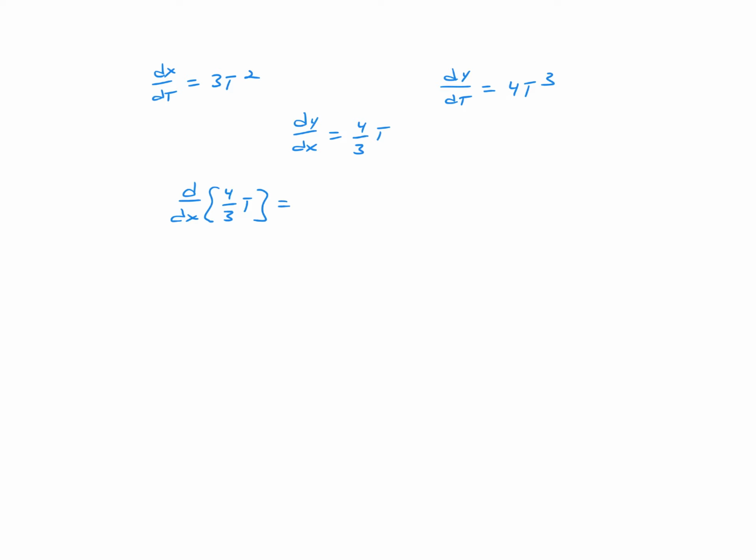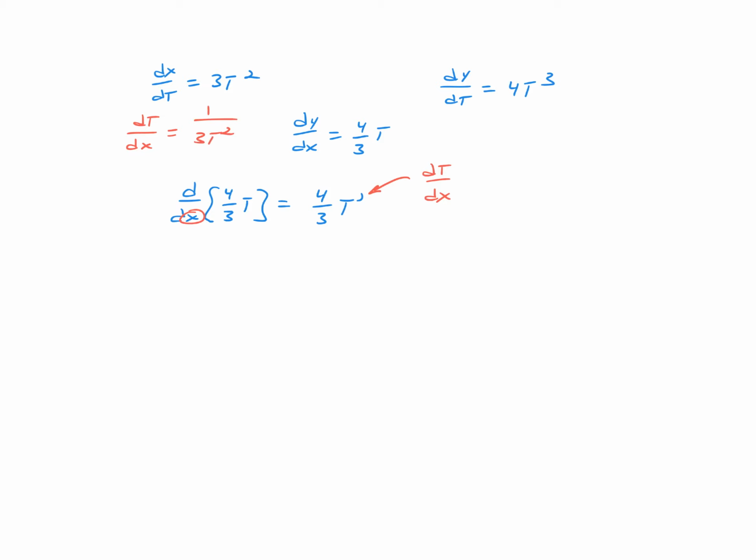From our work in chapter 4, we can just differentiate this implicitly, giving us 4/3 t prime. So question, what does the t prime represent? Well, when we did this before, we knew that the prime represented d dependent over d independent. Well, we know since we're d/dx-ing right here that t prime must be equivalent to dt/dx. Now keep in mind that that is the reciprocal of dx/dt. So dt/dx would be 1 over 3t squared.